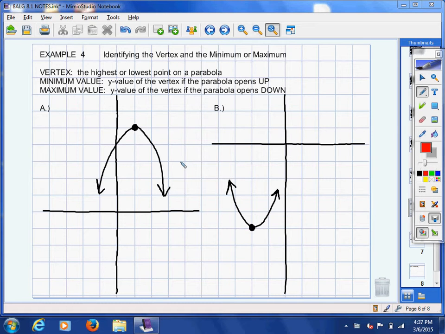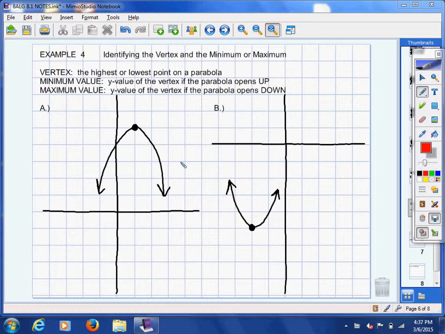Grade. We're still in section 8.1, and we're going to go over example 4. In our lesson today, we're going to identify the vertex and the minimum or maximum. It can't be both. It's one or the other. Either it's a minimum or it's a maximum. So let's just get started.